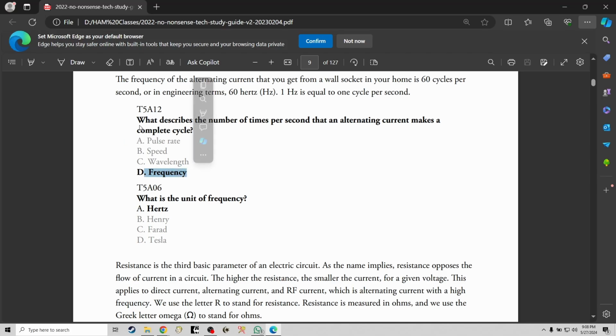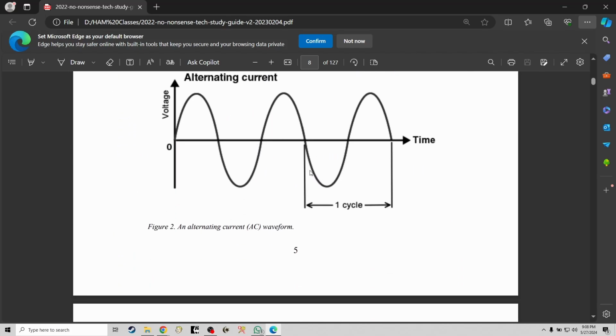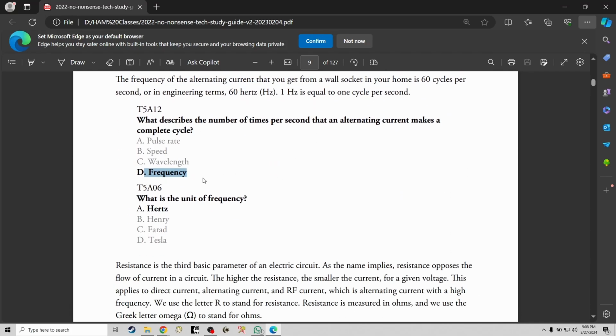What describes the number of times per second an alternating current makes a complete cycle? Up here, it is talking about a whole cycle of an AC, an alternating current. So what describes it? It's the frequency. And how do you measure frequency? It's in hertz. You measure frequency in hertz.